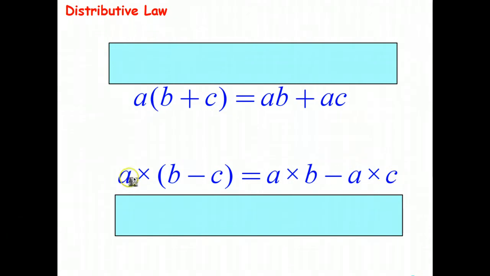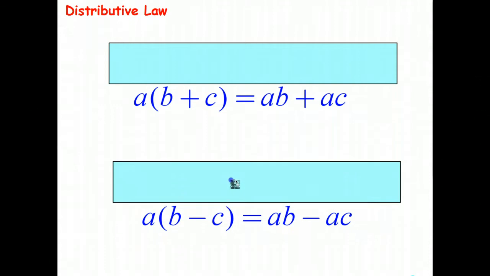Another form of the distributive law is A times in brackets B subtract C, which becomes A times B subtract A times C. And once again, writing the distributive law without the multiply signs is just A outside of B minus C in brackets, simplifies to A times B, subtract A times C.